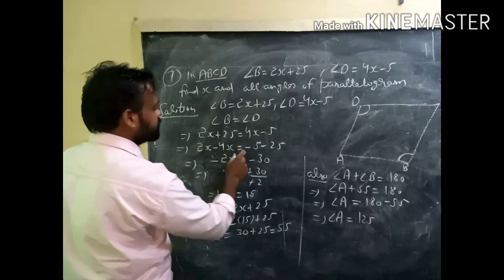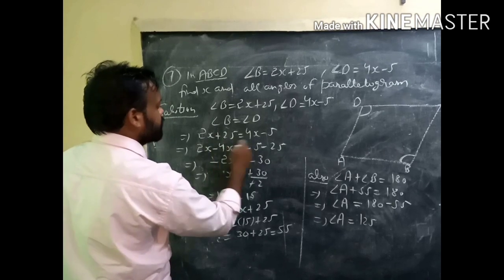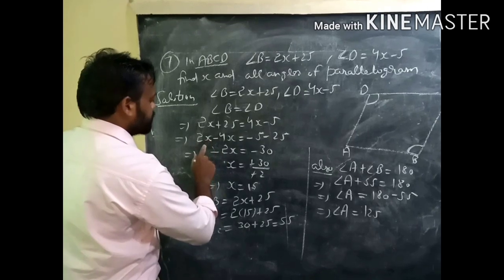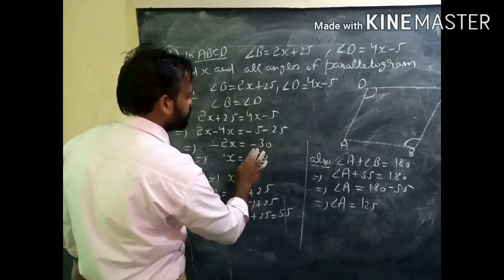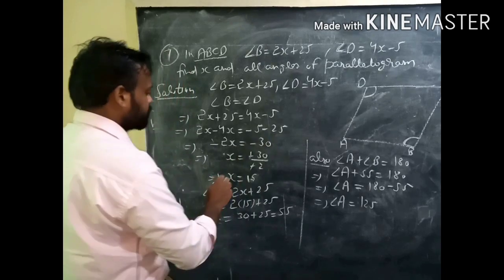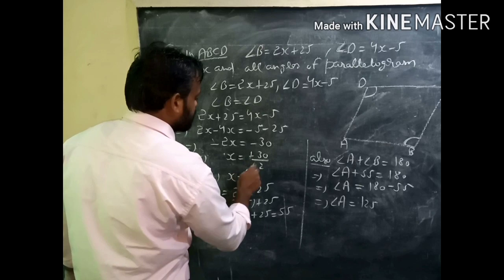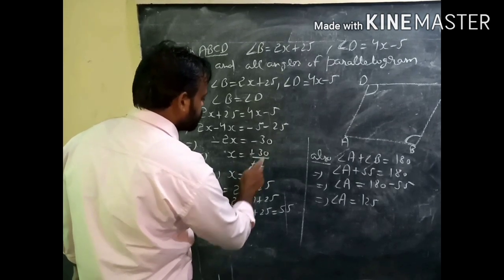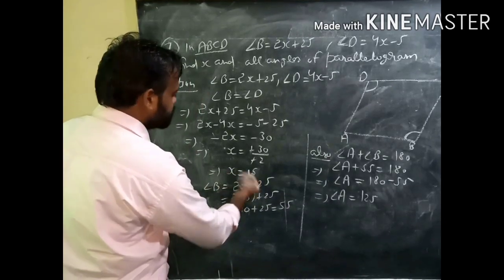2x minus 4x is equal to minus 5, and when we take this plus 25 here, it will become minus 25. Now you can see 2x minus 4x is minus 2x, and of course minus 5 minus 25 is minus 30. Then x becomes minus 30 by minus 2. So cancel the negative signs, and 30 divided by 2 will become 15. So in this case we found the value of x, that is 15.